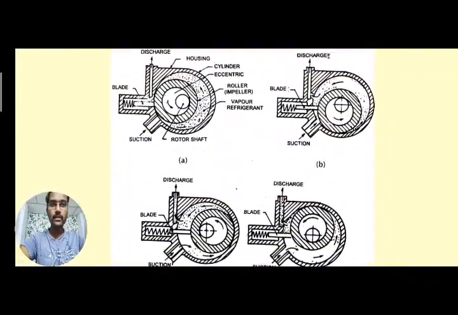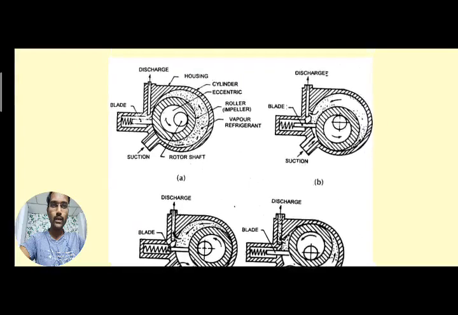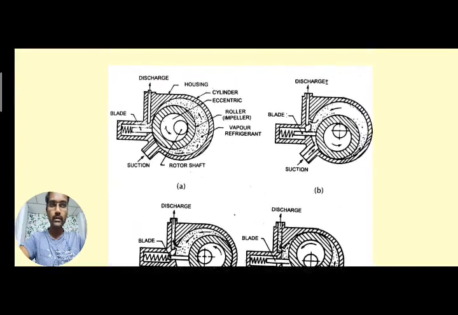Four different diagrams are provided here. I will give a brief explanation. Again the same case, so elaborately you can see here. From the left you can observe there is a blade spring along with the blade, and it is always making contact with the roller, or you can name it an impeller also. And at the center is the rotor shaft.